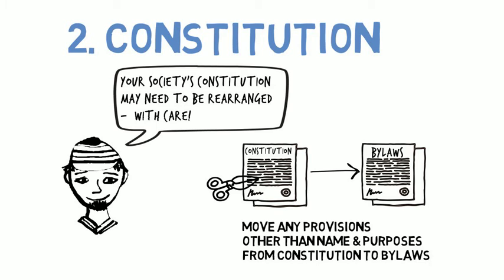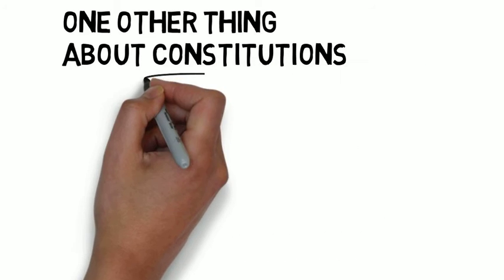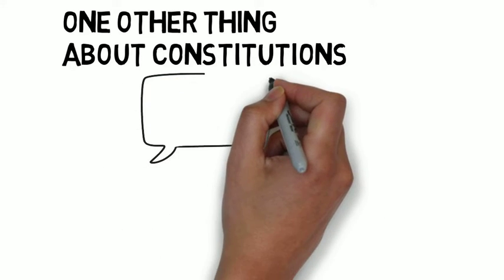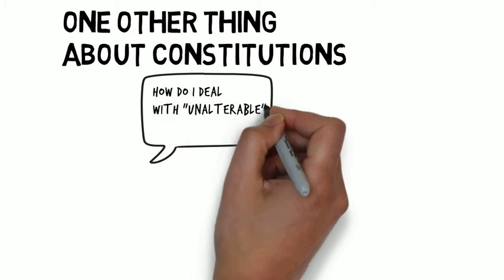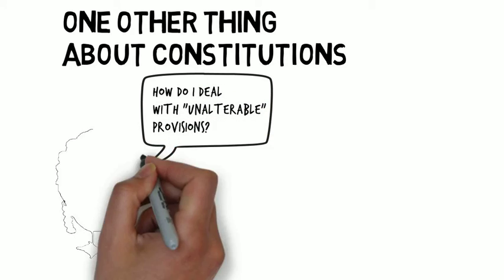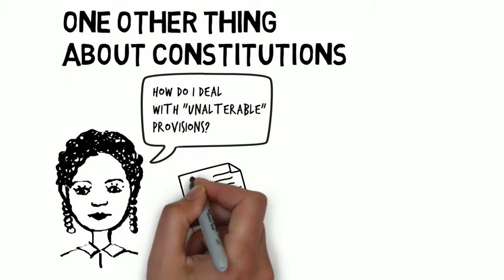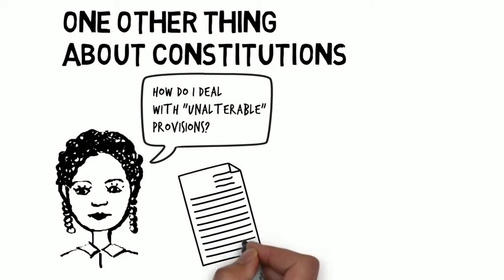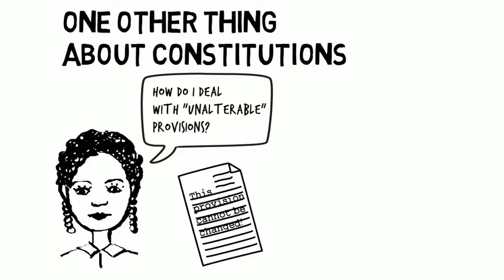I'll explain this in more detail in a later video on preparing to transition. For now, one other thing to note about constitutions. Many societies have provisions in their constitution that are designated as unalterable. In other words, provisions that cannot be changed in any way. This may have happened to preserve a fundamental principle of the society, for example, a provision restricting the society's membership in certain ways, or the activities to a certain geographic area.